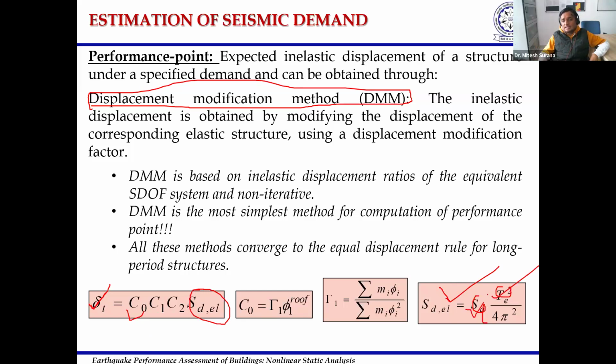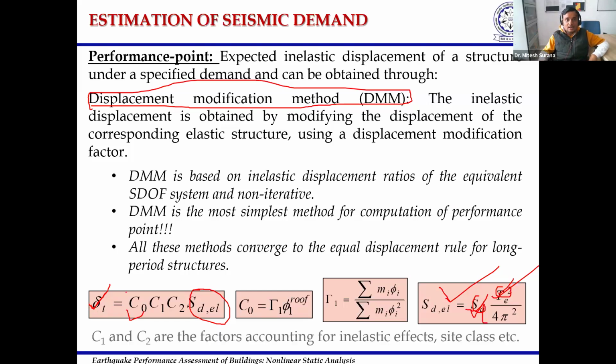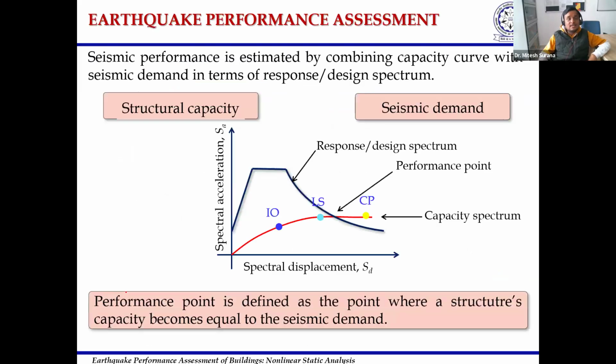TE and SA are known to me. SA I can obtain from the response spectra, and TE I can obtain from the equivalent bilinearized pushover curve using certain formulation, and I can determine what will be the value of delta T. So once delta T is known, that means I know how much displacement is going to occur in that particular structure during an earthquake. So the displacement that will occur during an earthquake is known to me, and structural capacity in terms of force versus displacement is also known to me. So now I can compare them to obtain the seismic performance.